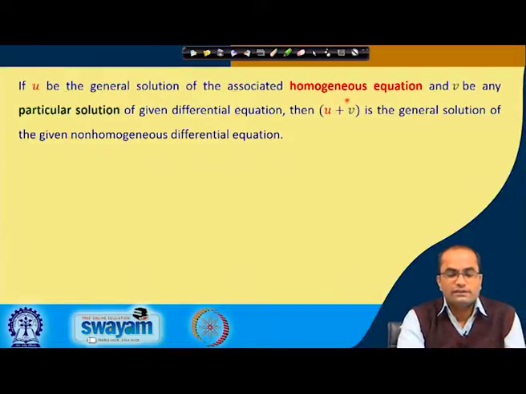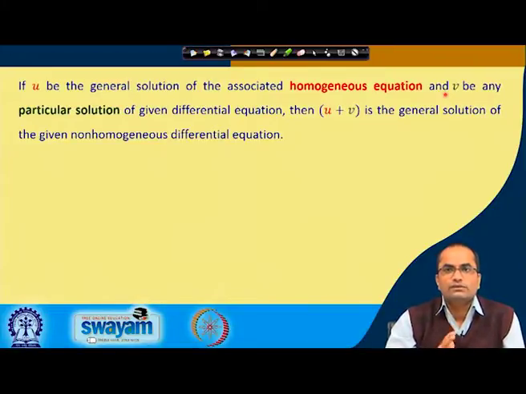So u satisfies that homogeneous equation, and v is another function, any particular solution of the given differential equation. Here we have taken two solutions: u is the general solution, which we have already discussed, when we have n linearly independent solutions, their combination C1 y1 plus C2 y2 and so on is the general solution of the homogeneous equation. And v is any particular solution of the given differential equation.